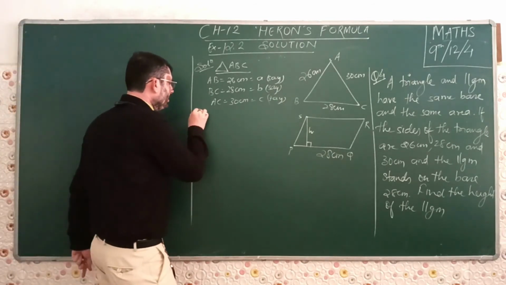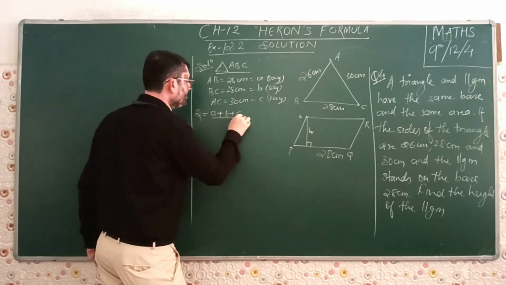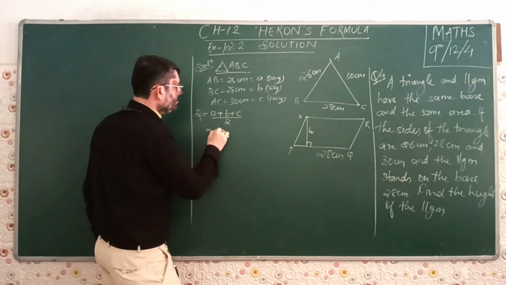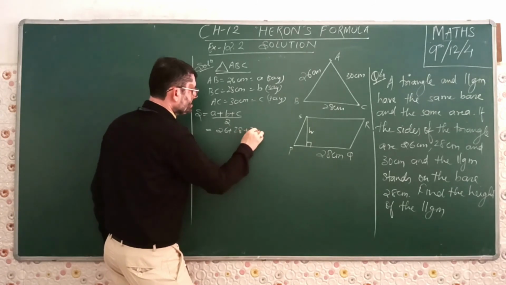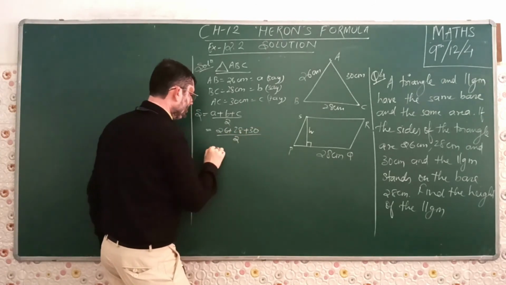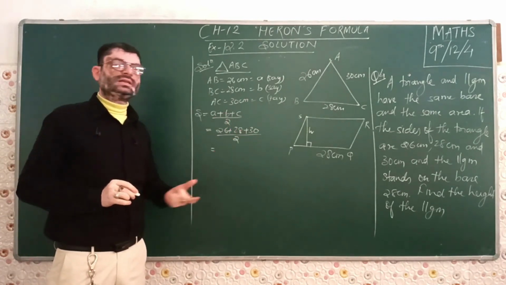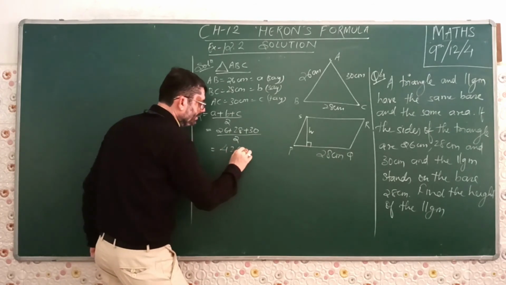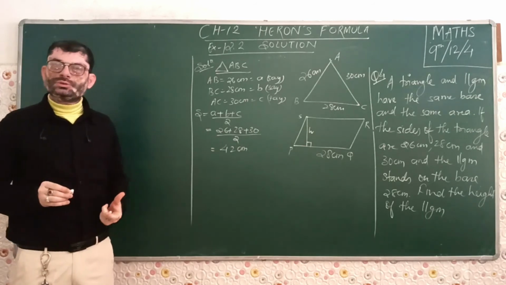First of all, we need to find the semi-perimeter that is given by s is equal to (a plus b plus c) by 2. So let us substitute the values of a, b, and c. 26 plus 28 plus 30 whole divided by 2. So this is 26 plus 28, 54, plus 30, 84. 84 divided by 2 is 42 centimeters. That means we have got the semi-perimeter as 42 centimeters.